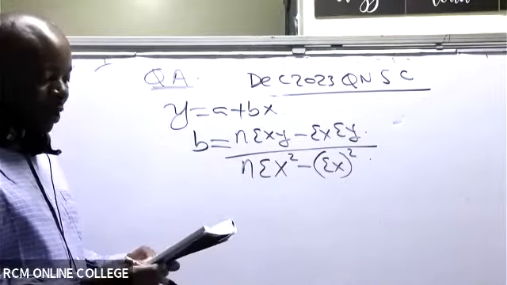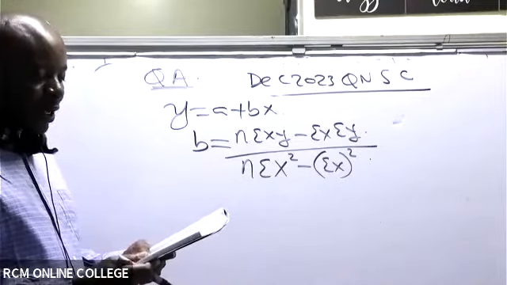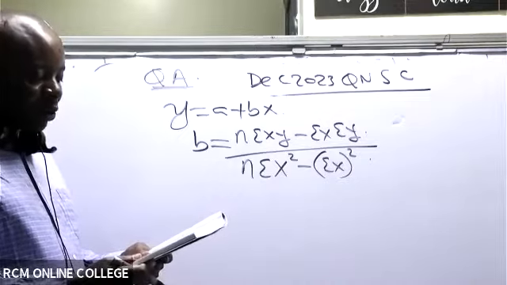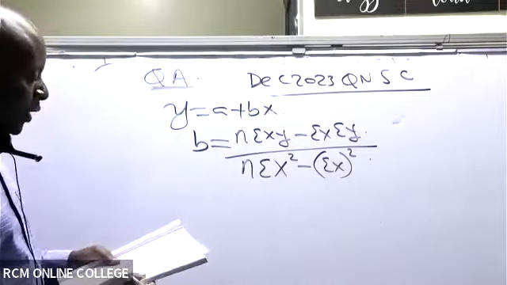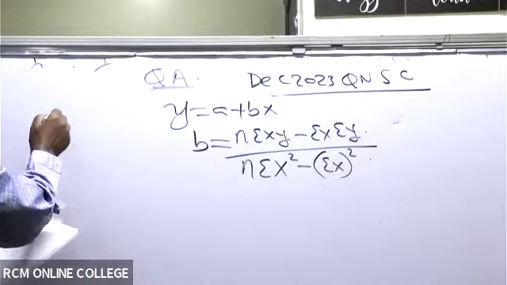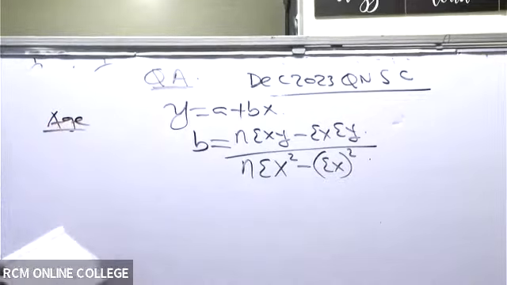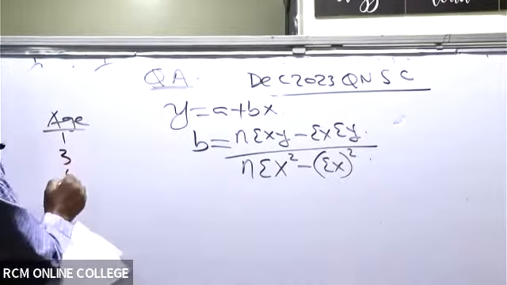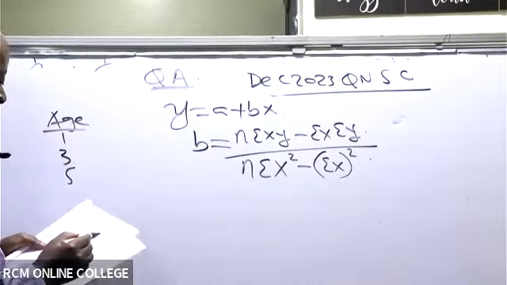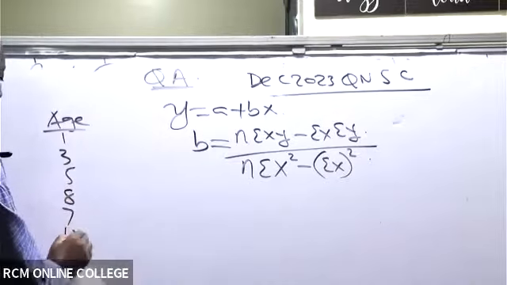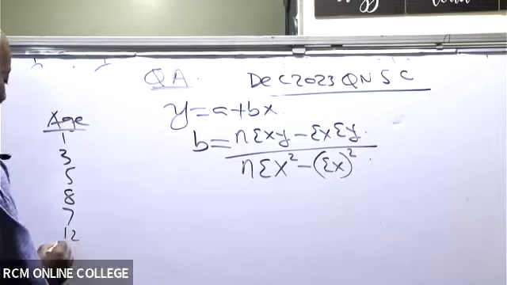I would want us to write this question down. That's December 2023, question number 5C. Please try getting it. We have age here: 135, 8712, 84.